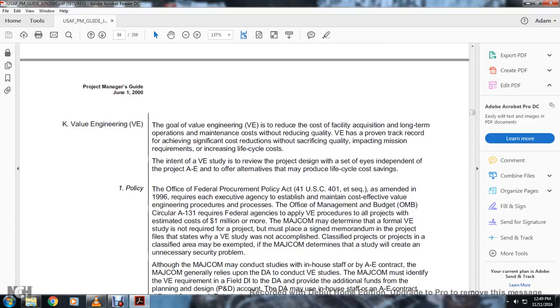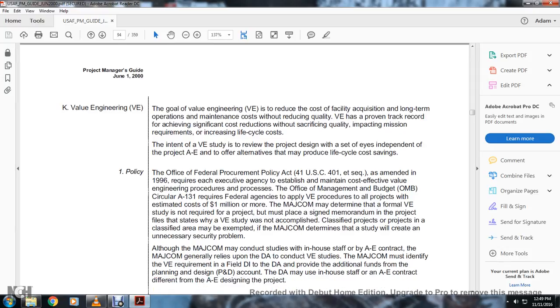The goal of value engineering is to reduce the cost of facility acquisition and long-term operational and maintenance costs without reducing quality. Value engineering has a proven track record of achieving significant cost reductions without sacrificing quality, impacting mission, or increasing life cycle cost. The intent of the value engineering study is to review the project design with eyes independent of the project architect-engineers. All alternatives may produce life cycle cost savings.